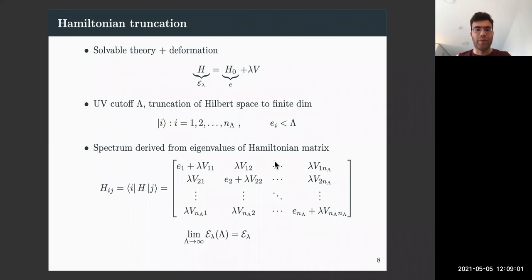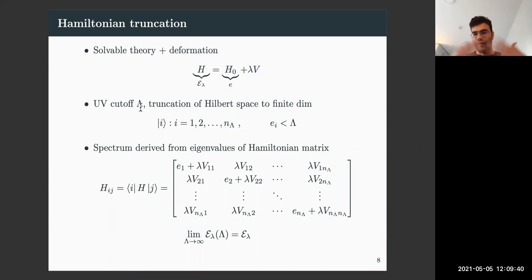Let me just review quickly what is the idea of Hamiltonian truncation and how it works. So Hamiltonian truncation is a numerical method we use that starts with the solvable theory. It can be a free theory or conformal field theory plus a deformation. As you can see here, H0 is a solvable theory, the free theory, or whatever theory that we know the spectrum of, and the spectrum is E, and we add a deformation.